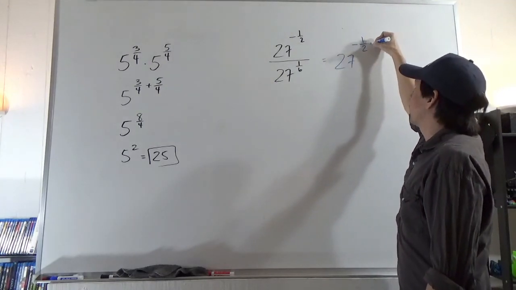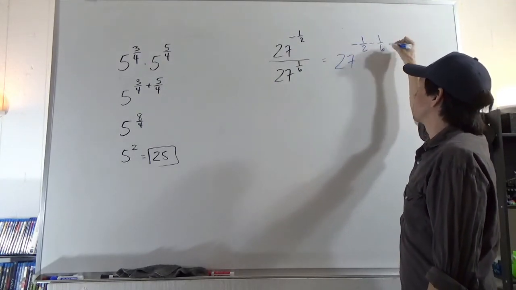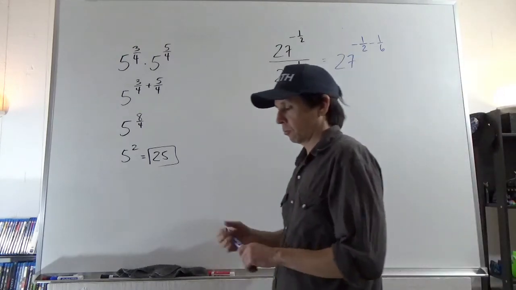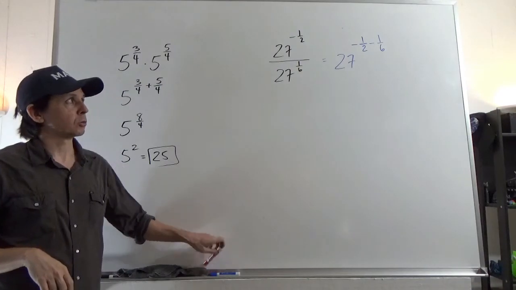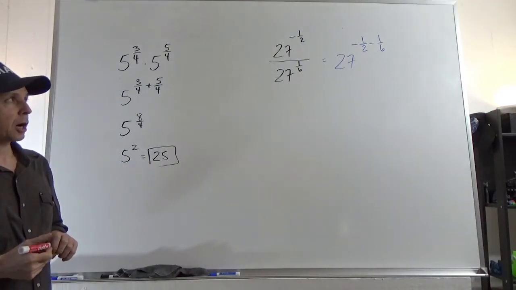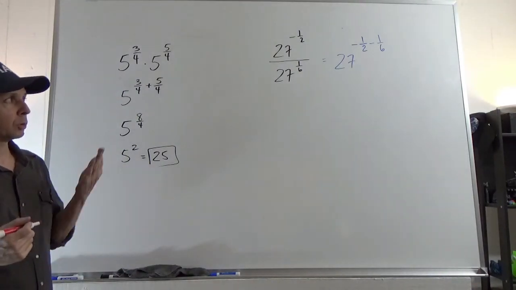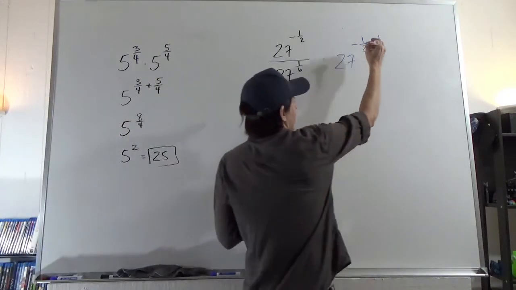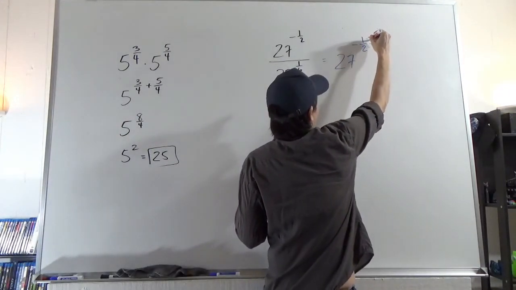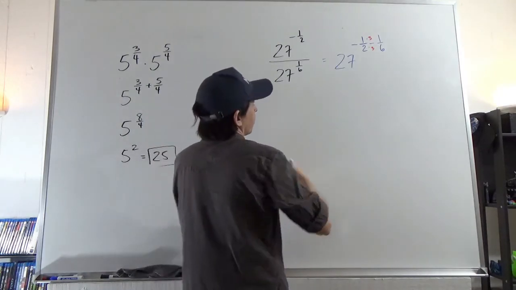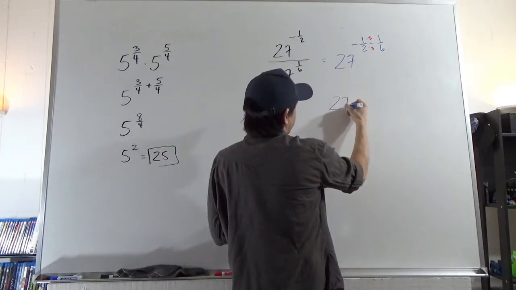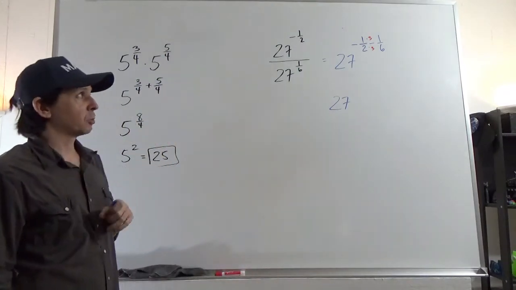That's negative 1/2 minus 1/6. I'm going to simplify that exponent by doing fraction subtraction. Do I need a common denominator? I do. Between the 2 and the 6, the common denominator is 6. I'm going to write my base, but I'm still not going to deal with the 27. I'm just still working out that exponent.